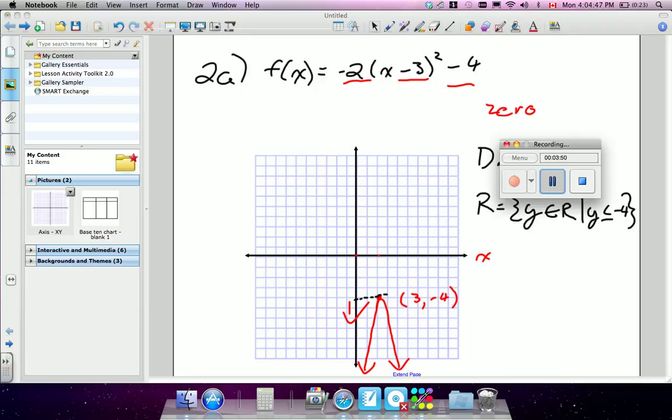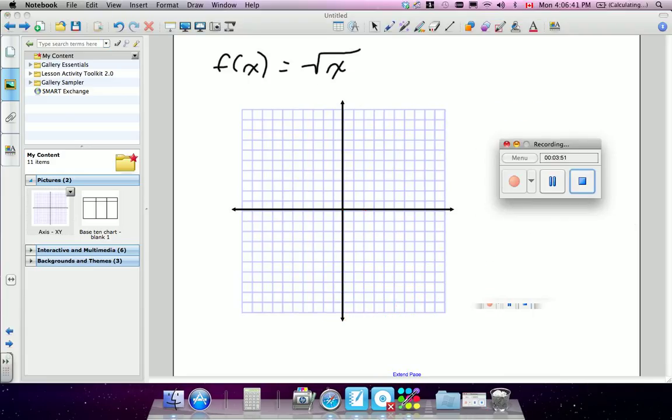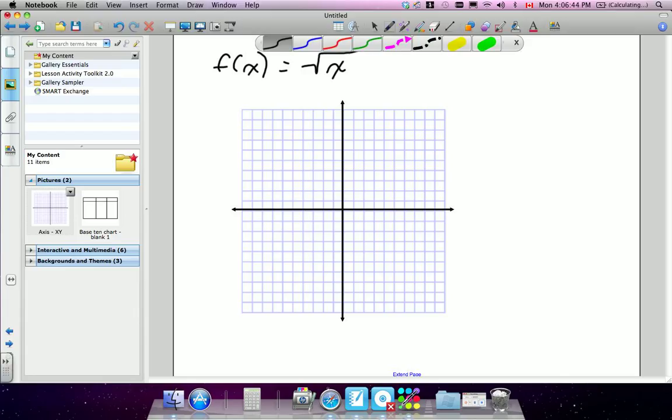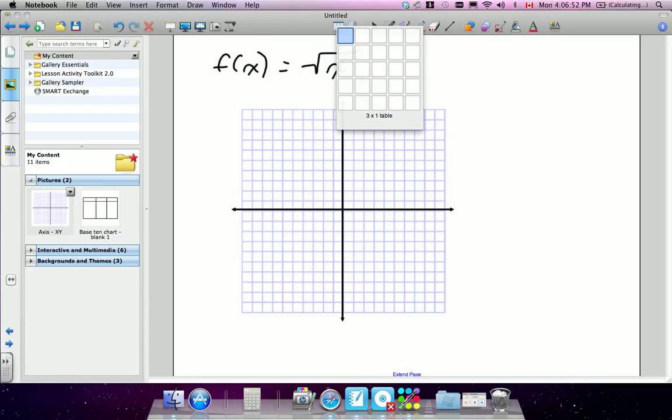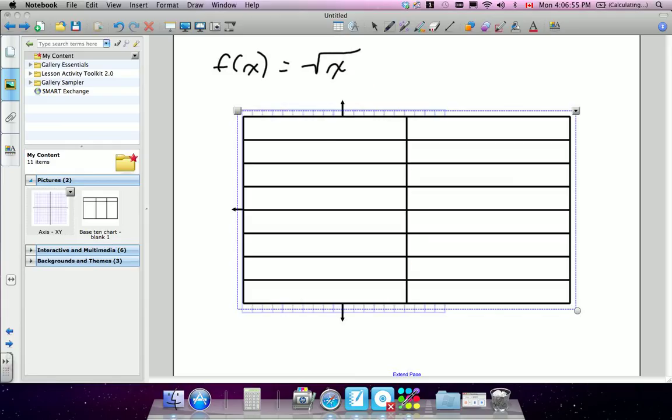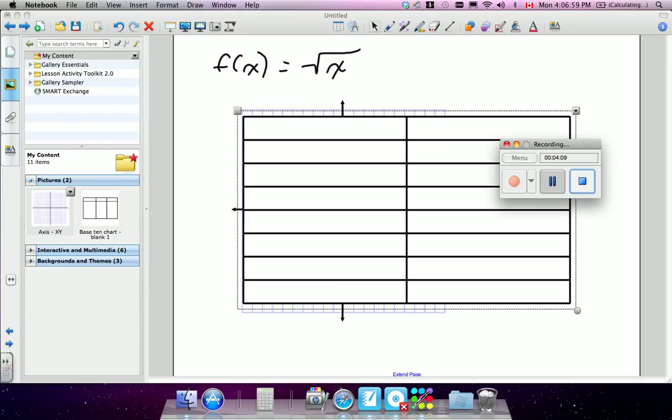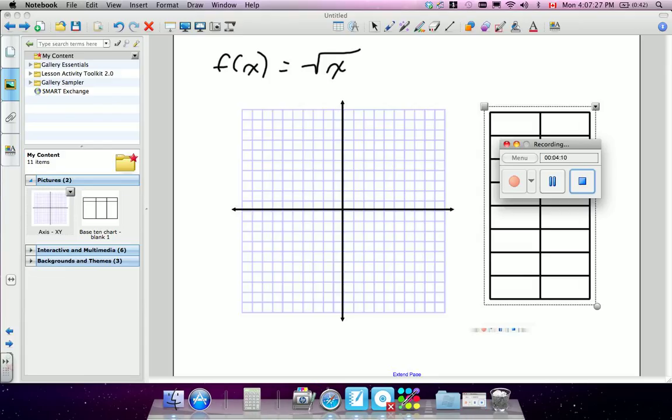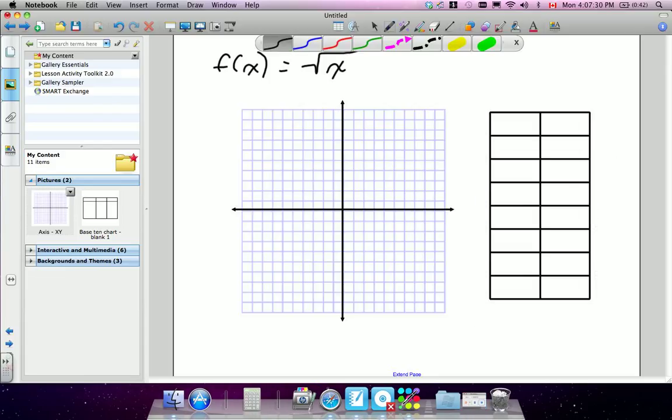Okay, say we have a different function like this. f of x is equal to the root of x. Okay, one way we can draw these is we'll just do a little chart. So we say we have our xy chart, or in this case it'd be x and f of x, because we have our variable x and f of x.